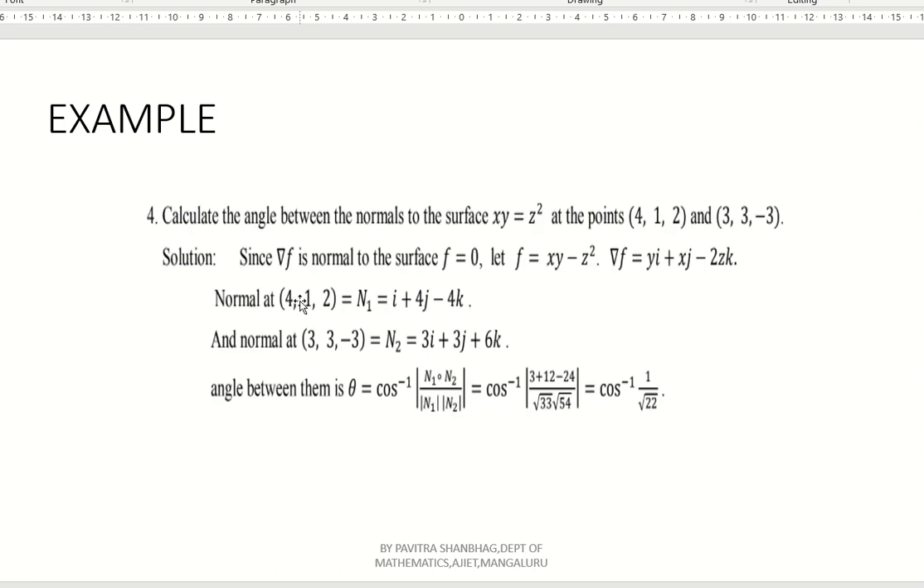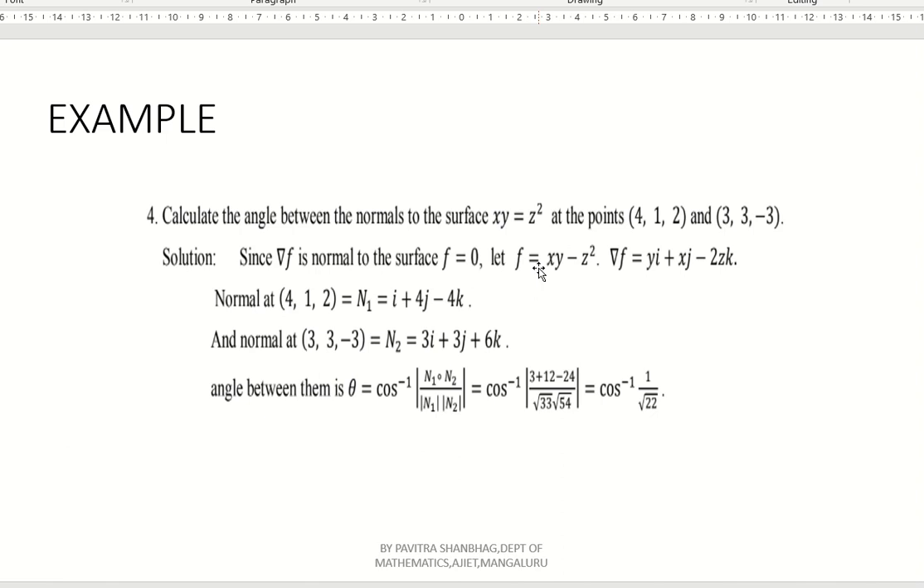Calculate the angle between the normal to the surface xy equal to z square at the points 4 1 2 and 3 3 minus 3. Here only one surface is given, but there are two different points. How to calculate in such a case? Here you have to consider the first surface, let it be f or phi, it is left to you. So let f equal to xy minus z square. So what is del f? First you find out what is del f.